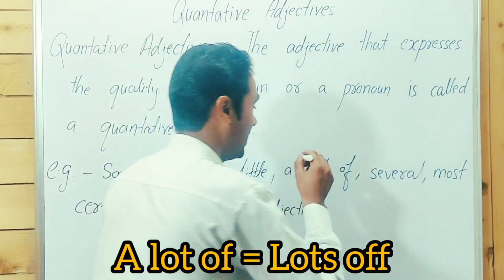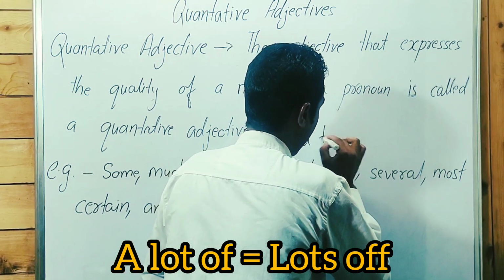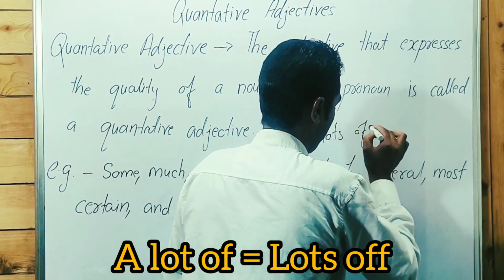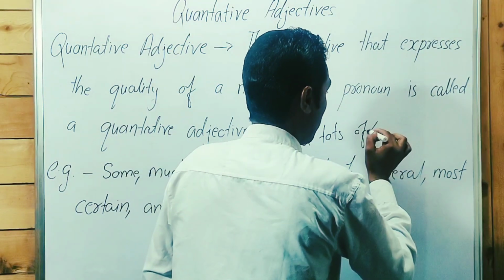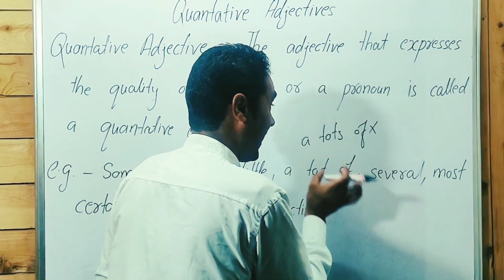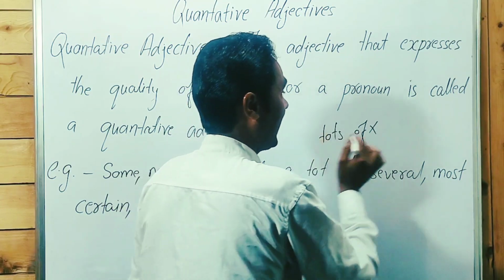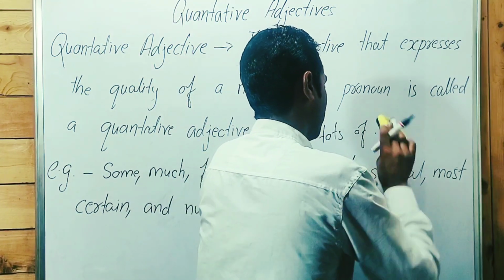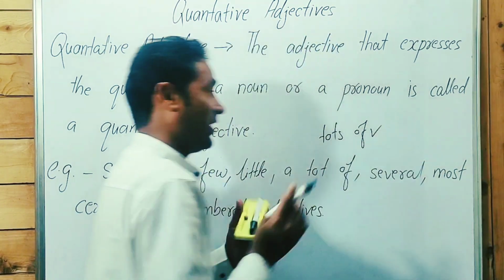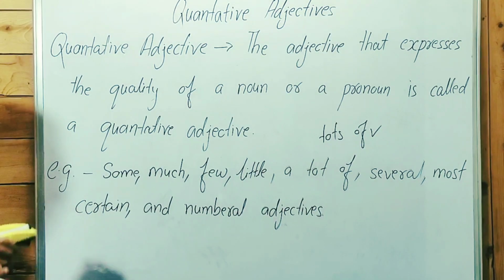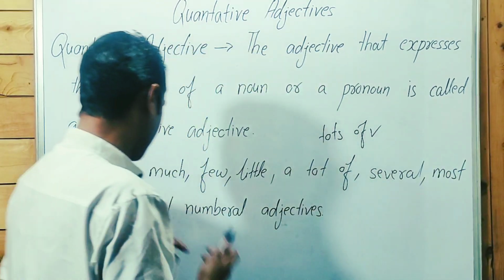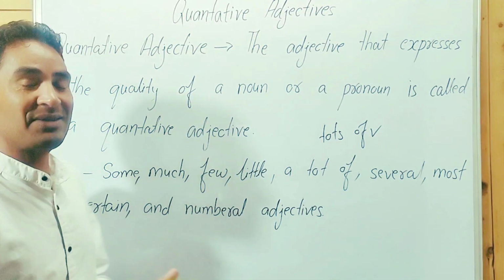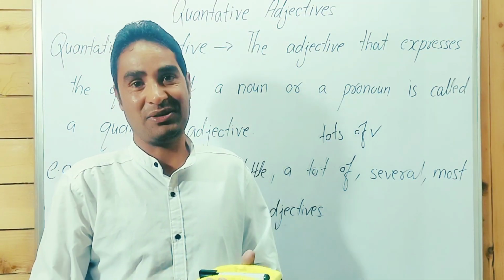You can't write just "lots of" like that, okay, it's an incorrect phrase. We have to write "a lot of" and "lots of". Only you can write "lots of". I'm so sorry. Okay, "lots of". Now it's a correct phrase. So guys, point to be noted: several, most, certain and numeral adjectives all are quantitative adjectives.